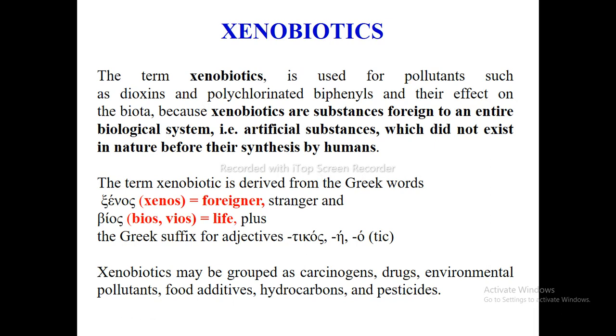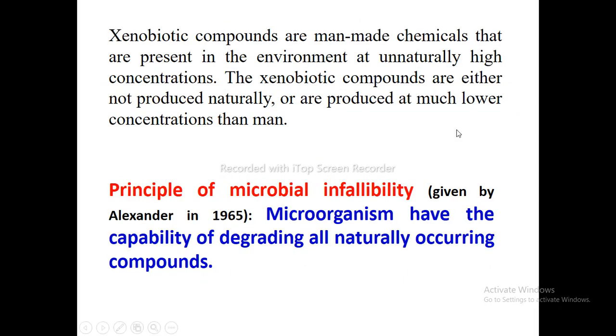Sometimes xenobiotics can also be those substances or compounds which are present in nature, but due to human activity or anthropogenic activities, they pile up in such high amounts that they cannot be handled naturally by microbes. Okay, so those can also fall into the xenobiotic category. As I told you, xenobiotic compounds are man-made chemicals that are present in the environment at unnaturally high concentrations, and they are either not produced naturally or are produced at much lower concentrations than by man.